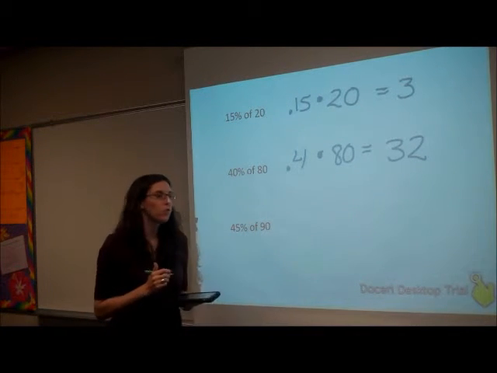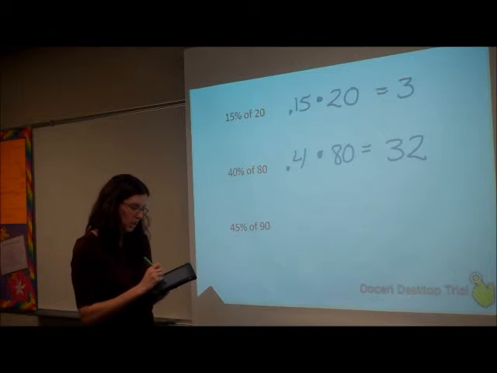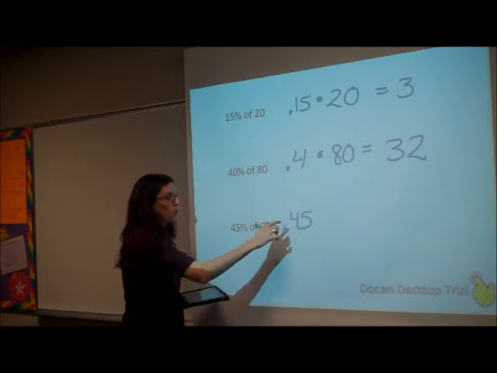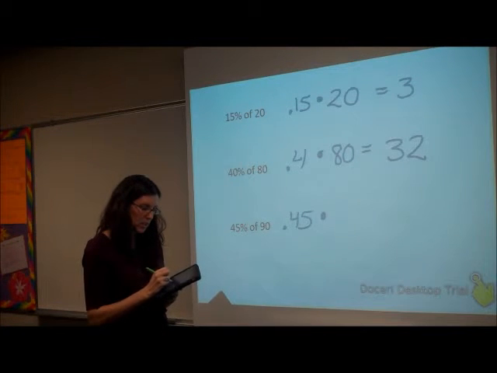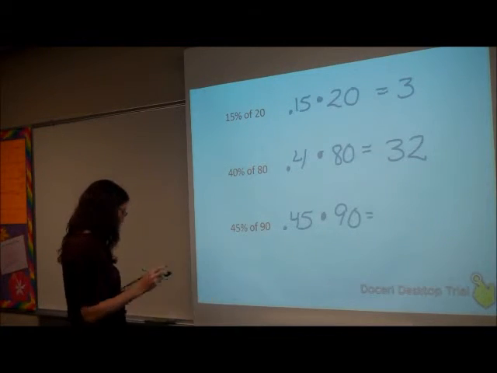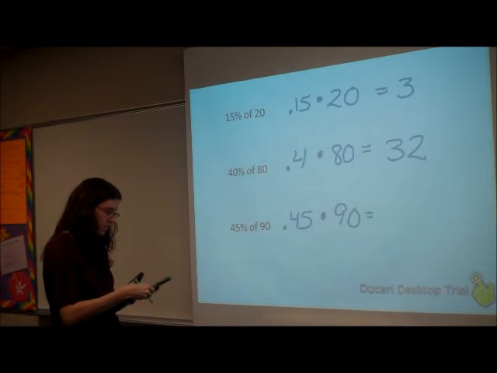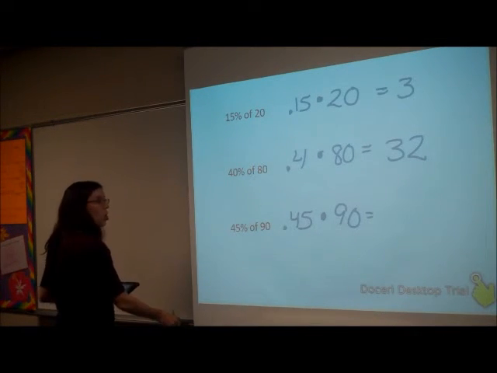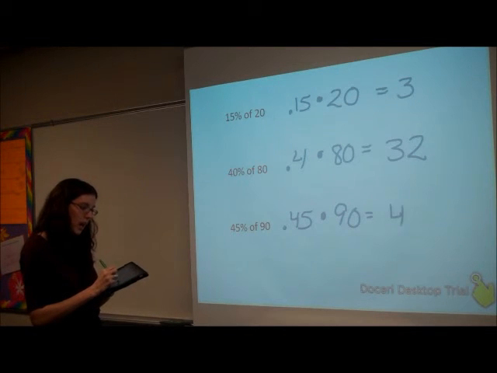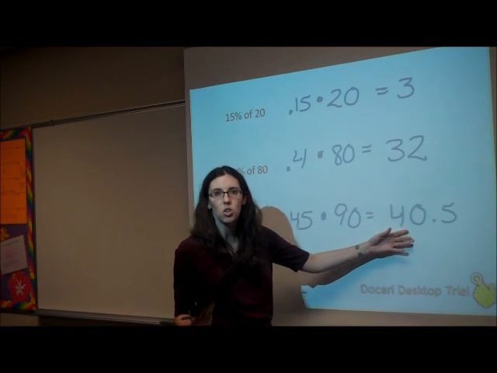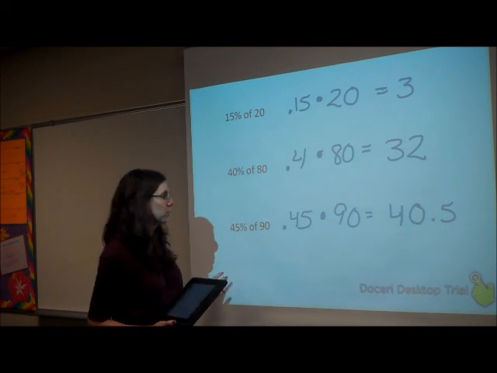Alright, last one, 45% of 90. So changing 45% to a decimal, I get 0.45 times 90, entering that in my calculator. I get 40.5, and I will leave the decimal. Unless it tells you to round to the nearest whole number, leave your decimal. Okay?